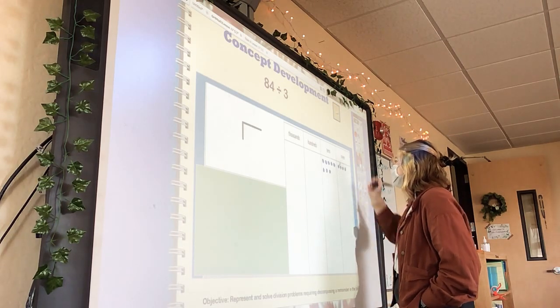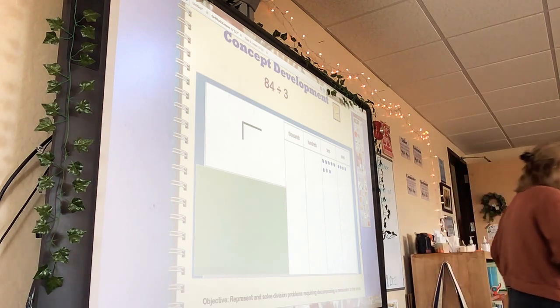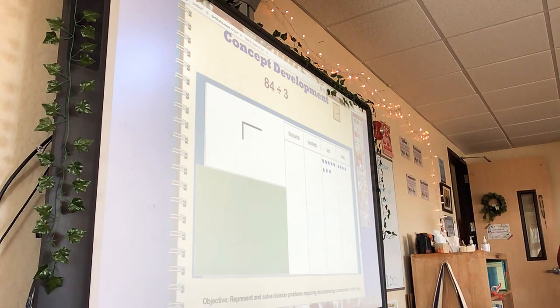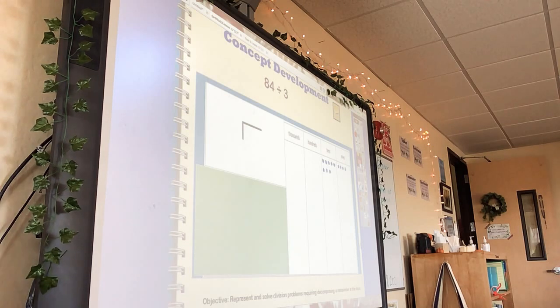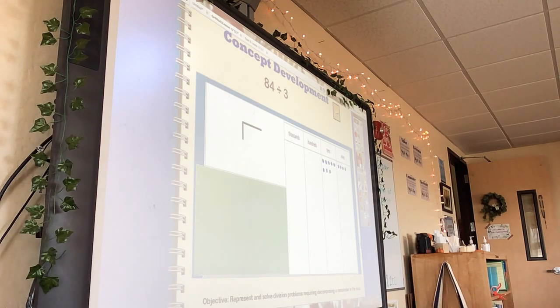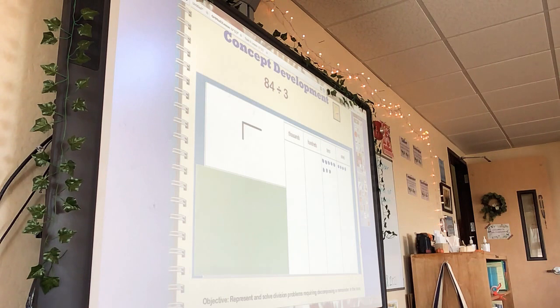What is our divisor? 3. Okay. All right. You may get started. Go ahead and start dividing that 8 tens and 4 ones. This is going to be a little different than what we've done in the last couple. Okay? So be very careful. Know your knowledge of place value.